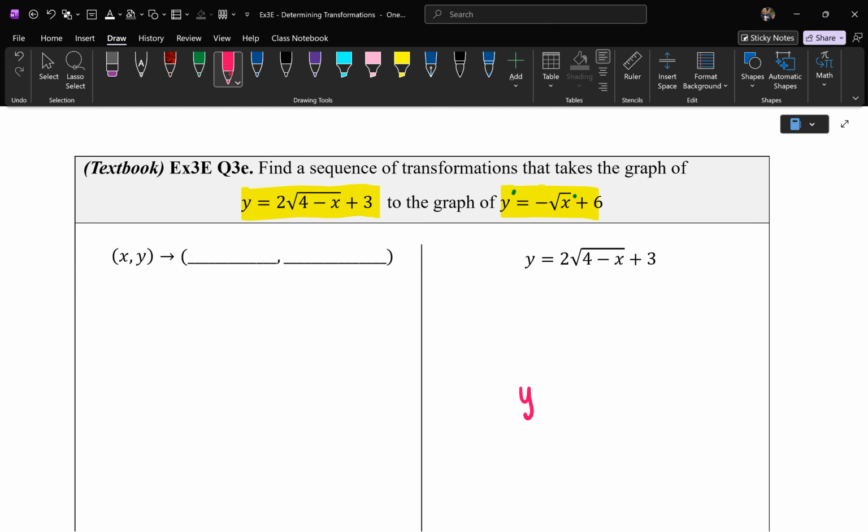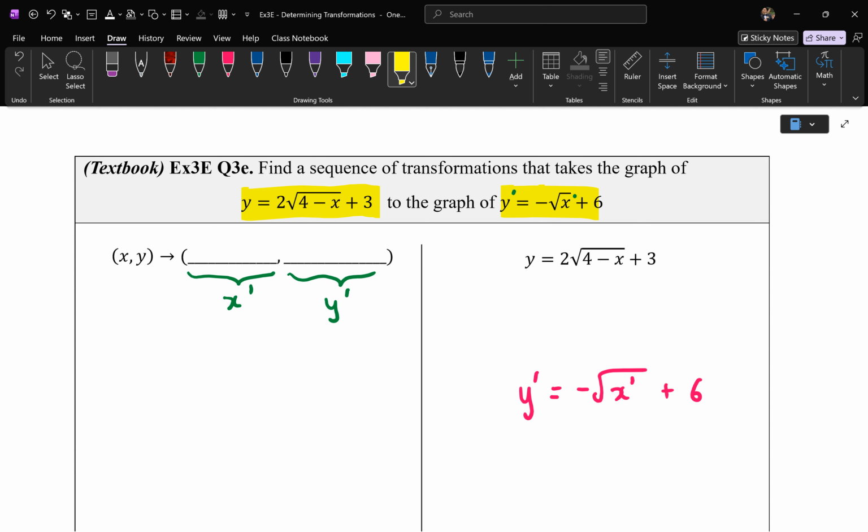So I want to go to y dash is equal to negative root of x dash plus 6. Okay. Same idea. Our goal is to find what is the x transformation for the new one and what is the transformation to get to the new y, right? So here again, same thing. I don't like looking at the x transformation first because it's the most obvious. So from here, we can see that I've got a square root function. I've got a square root function.